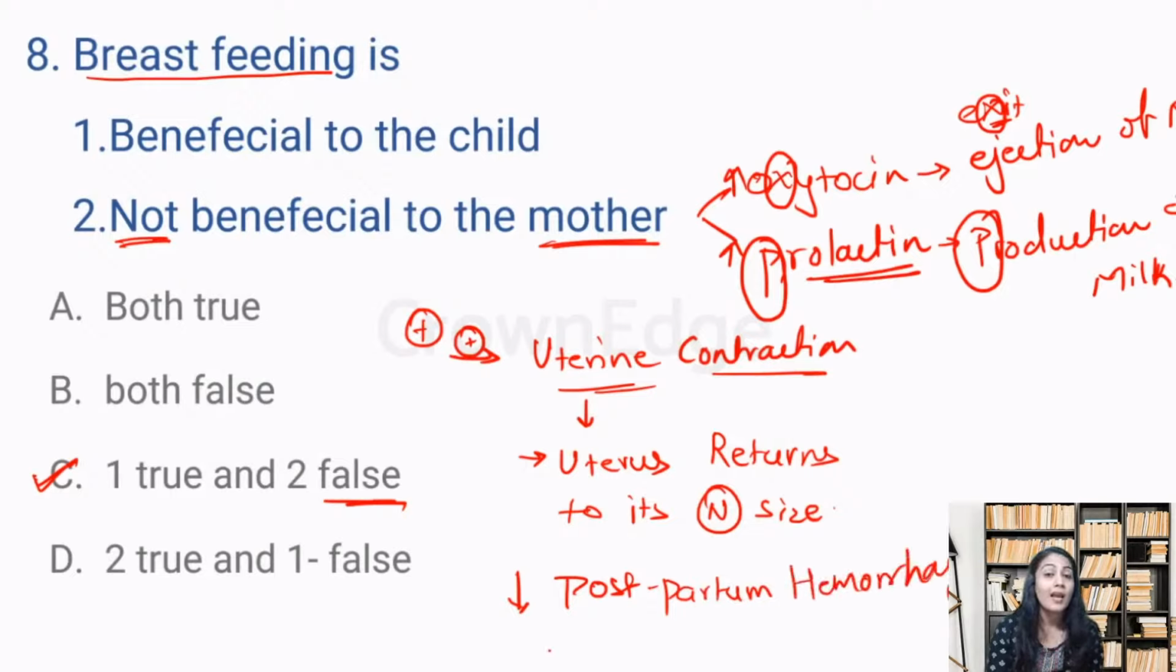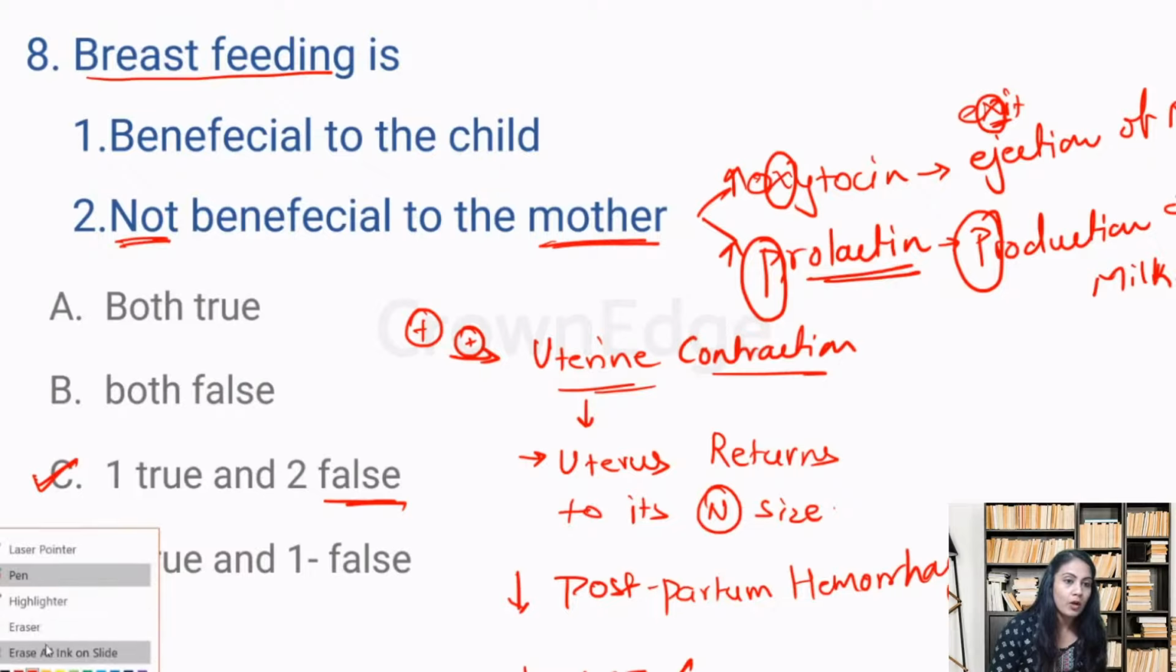Remember, third thing, since the uterus is contracted, its mouth opening is also contracted, so it also prevents the chances of UTI. It also gives pressure on the bladder, and it prevents the entry of bacteria inside the uterus. So remember, it also decreases the chance of UTI. It is going to decrease the chances of infection, decrease the chances of postpartum hemorrhage, and the size of the uterus becomes normal after this.